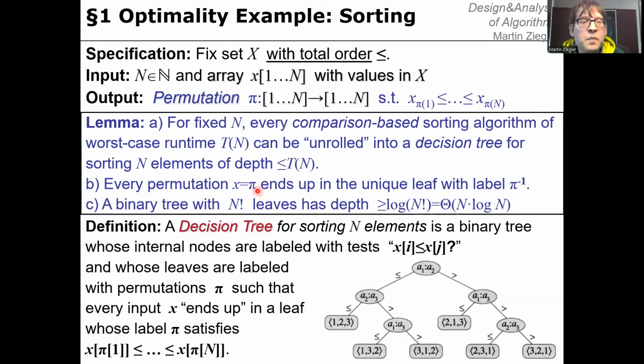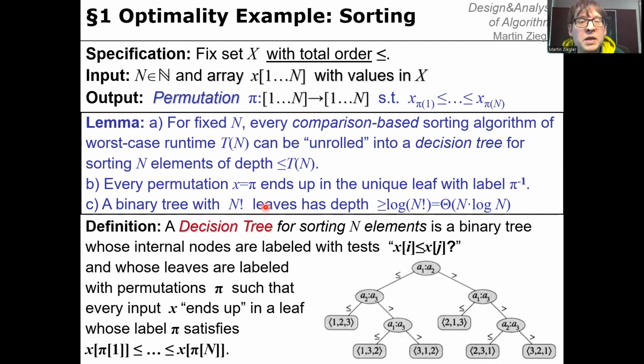And that's because every permutation input has a unique permutation which sorts it, namely its inverse. In order to sort a permutation input, the output must be the inverse of that permutation. And since every leaf has only one label, it means we need to end up in different leaves when inputting different permutations into that.